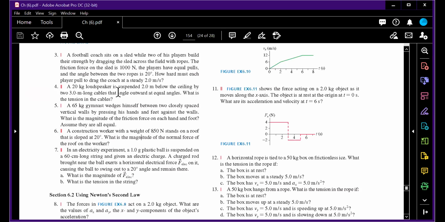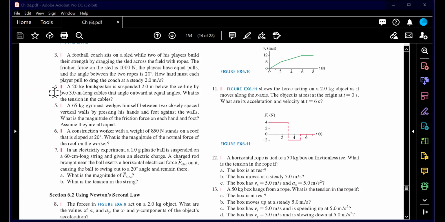A 20 kilogram loudspeaker is suspended 2 meters below the ceiling by ropes that are both 3 meters long. What is the tension in the cables? They're at equal angles, actually. So let's do number 4. This one is helpful to draw a picture, and here we have to make the free body diagram ourselves.